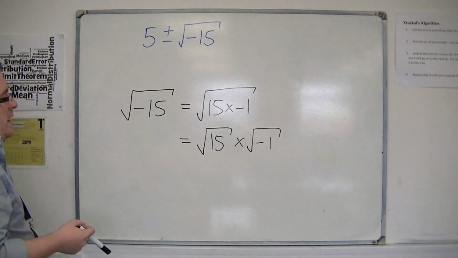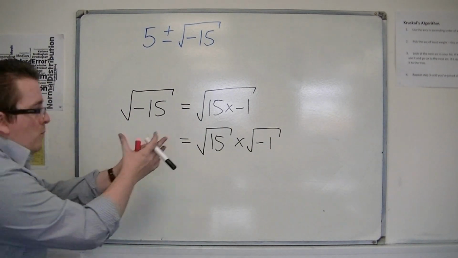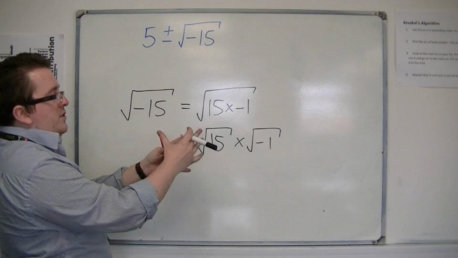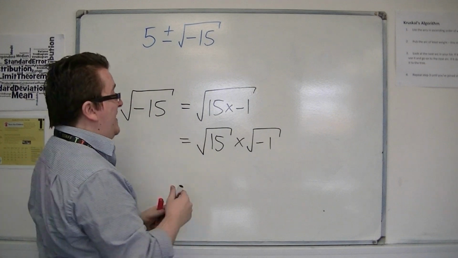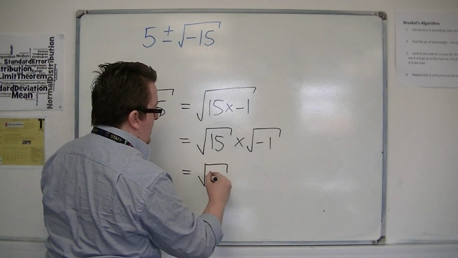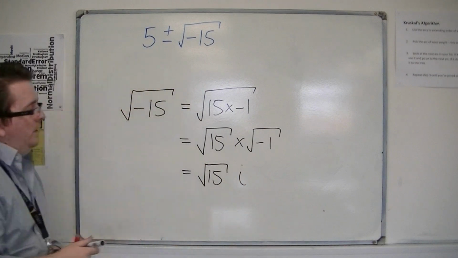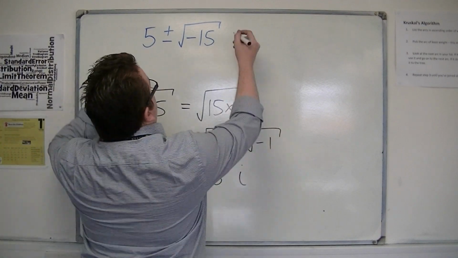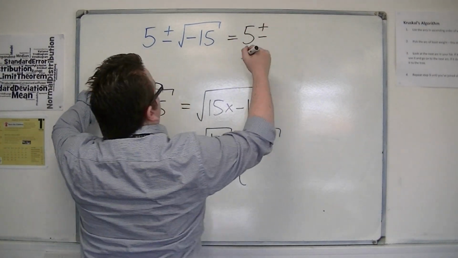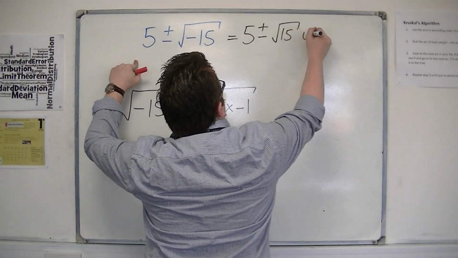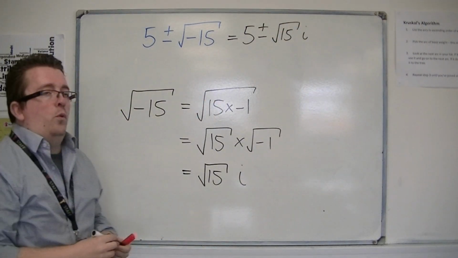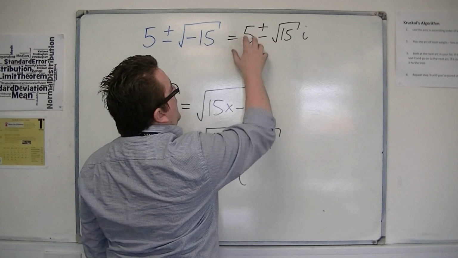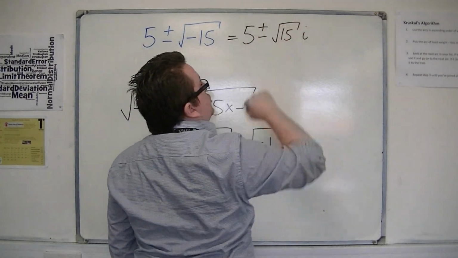So it was, I believe, Raphael Bombelli who came up with the notation that we're going to let the square root of minus 1 be written as i, the imaginary unit. So i is equal to the square root of minus 1. So we can now rewrite this as 5 plus or minus root 15 i. Okay? And this is what is deemed as a complex number. A number that includes a real part, a bit that is real, and an imaginary part.